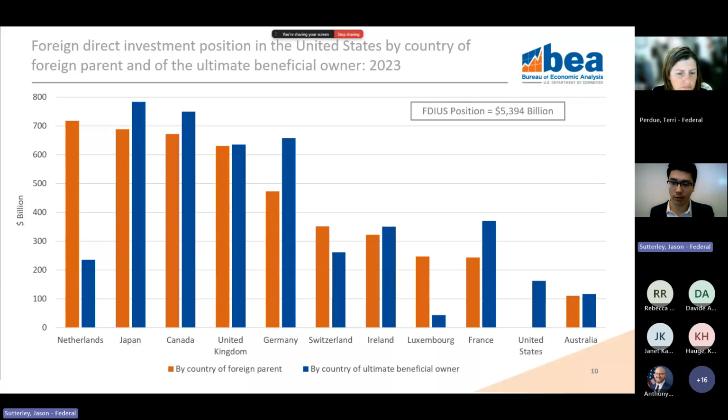Now, if we look to the right of the table, we can see that on this chart, the US is the 9th largest UBO. This is due to US parent companies owning subsidiaries in foreign countries that in turn invest back into the United States, which is where we're getting the number from.